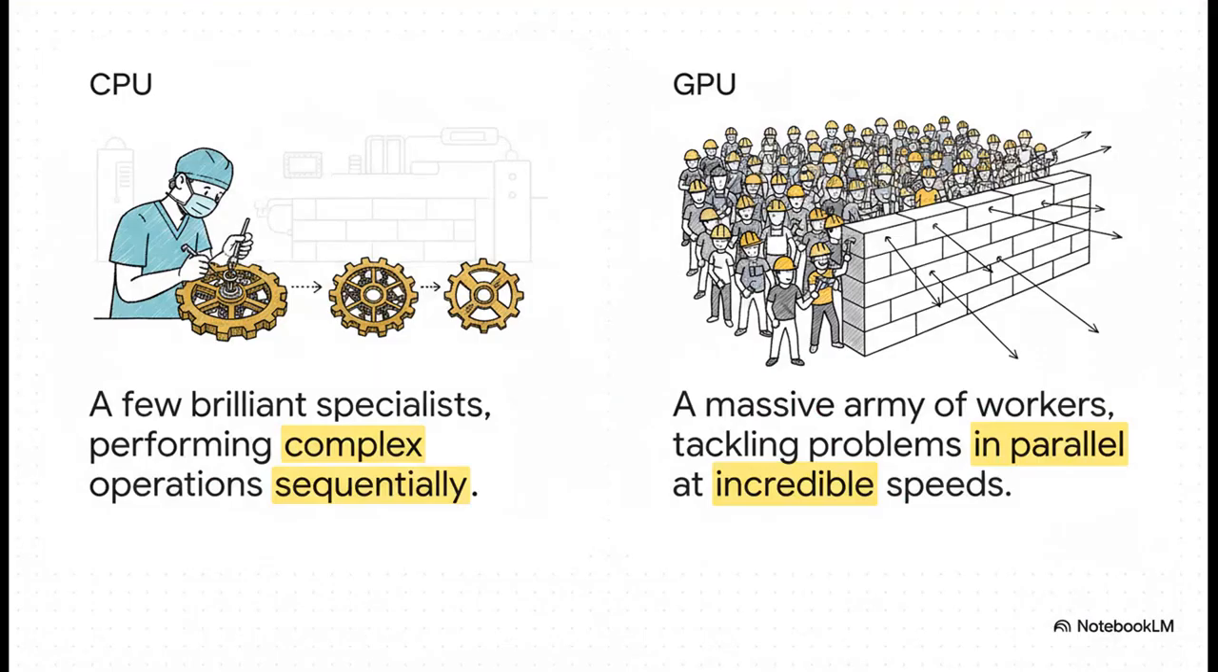So to get our heads around this, let's start with the basic strategy difference. You can think of your CPU as a small team of highly trained surgeons. Each one is a genius, performing really complex operations one after another. A GPU, though, that's a completely different game. It's a massive army of workers. Each worker does a really simple, repetitive task, but, and here's the key, they all do it at the exact same time. It's the sheer number of them that gets these huge jobs done at unbelievable speeds.